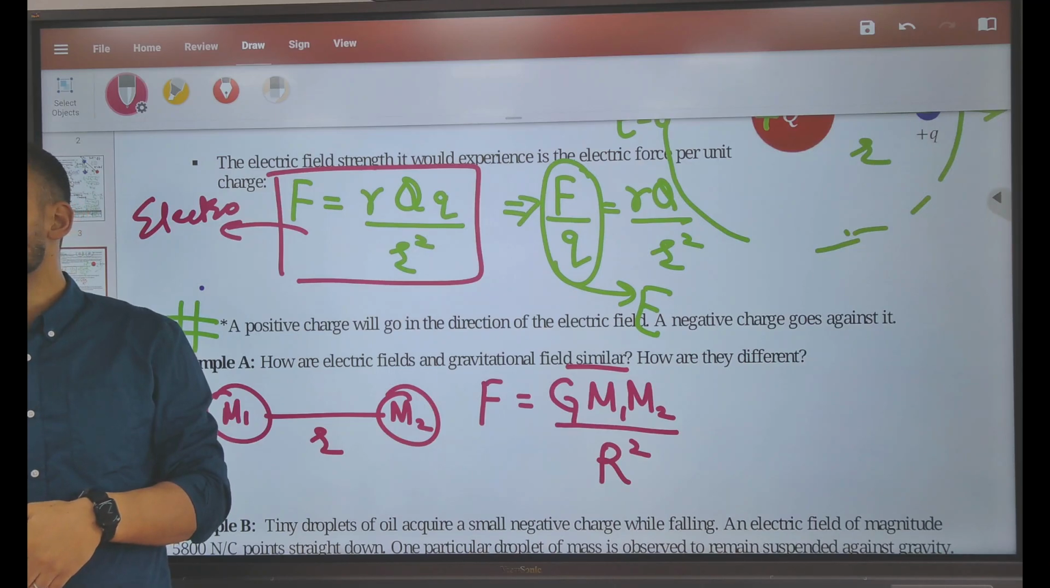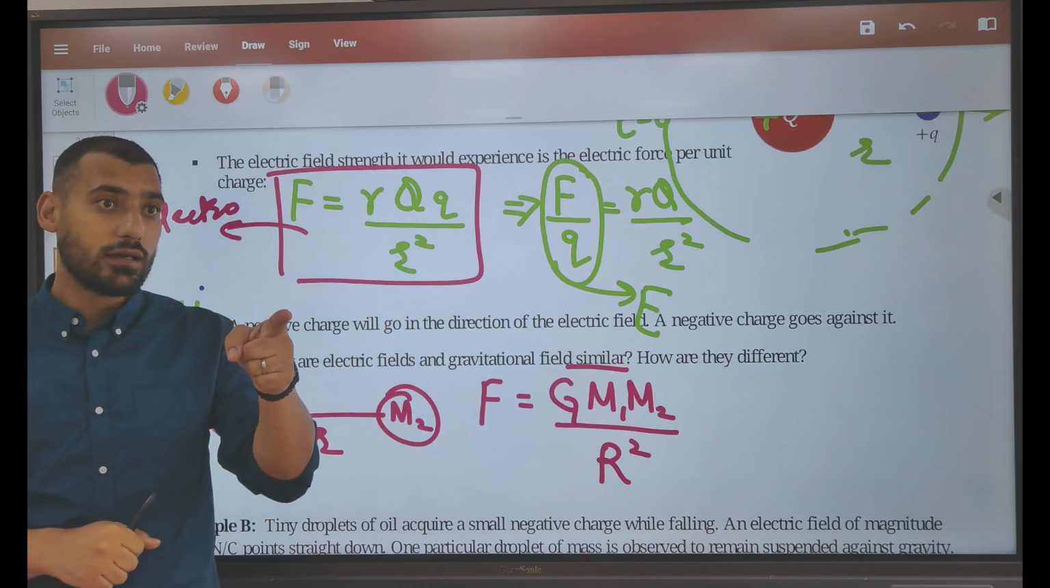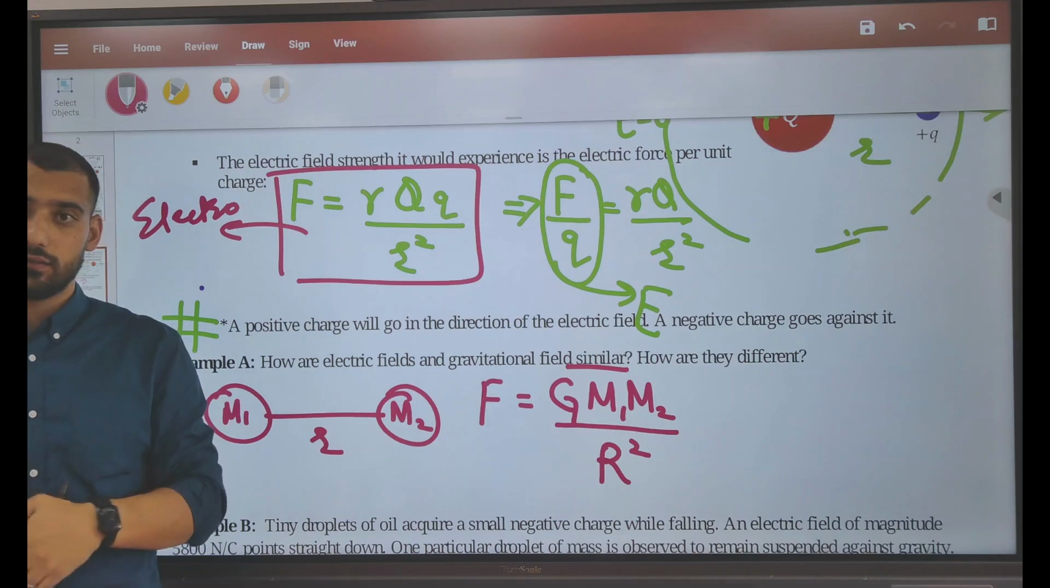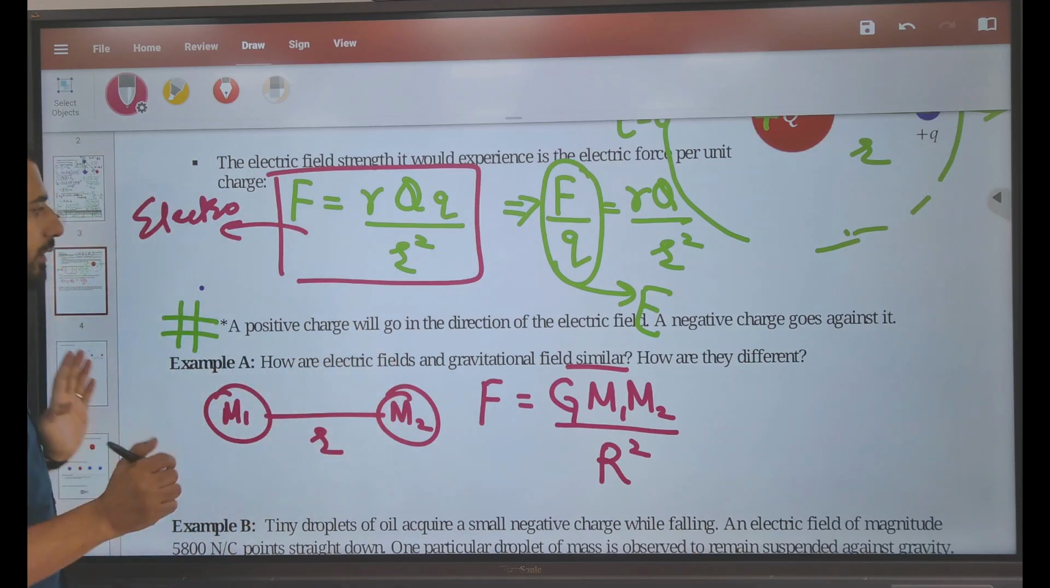Both measure the distance between the two objects, Q1 and Q2, and then M1 and M2. Yeah, right. Capital Q. What is the similarity? Okay, tell me.